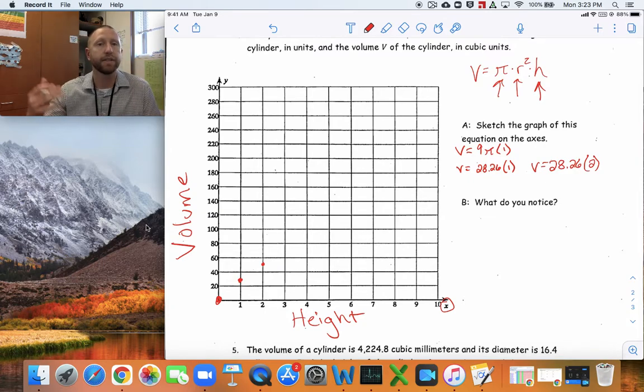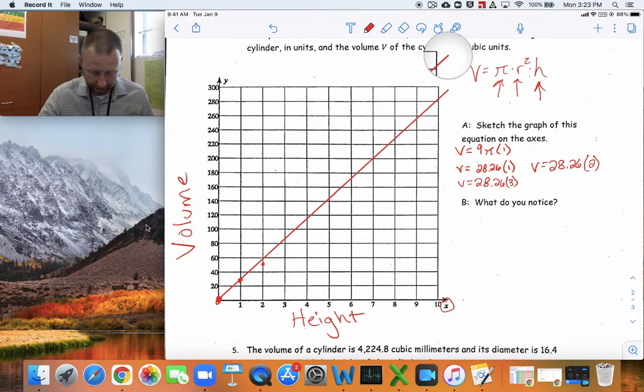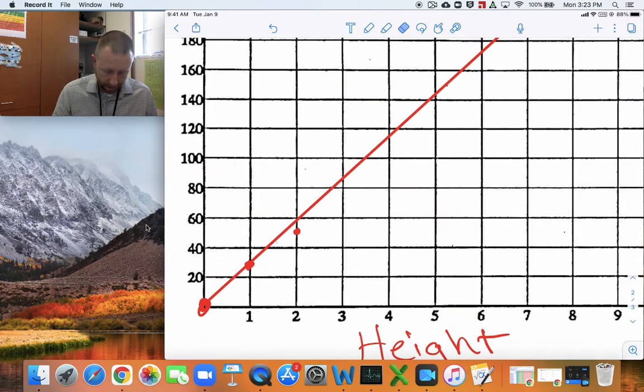And then I keep doing that. What about when the height is 3? Well, I'm going to do V equals 28.26 times 3. And I'm going to keep going all the way until I have all of those points graphed, and it should look something like this. I was a little bit off on one of my points there. Let's fix that guy. Should be more like down here.